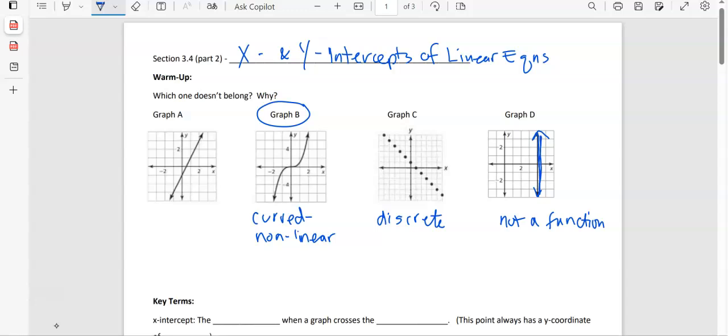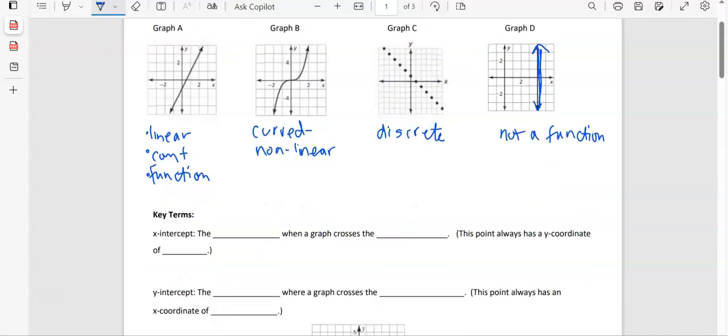So you notice I didn't start with graph A, and that's because graph A is the only one that is linear, continuous, and a function. So in a way, graph A is the one that has something in common with each one of these graphs, right? So that's maybe why you would choose graph A. So in graph A, and also in graph C, they are linear functions that have x and y intercepts.